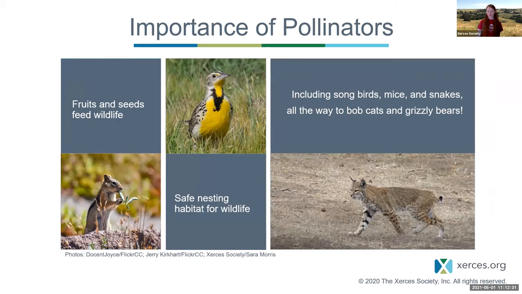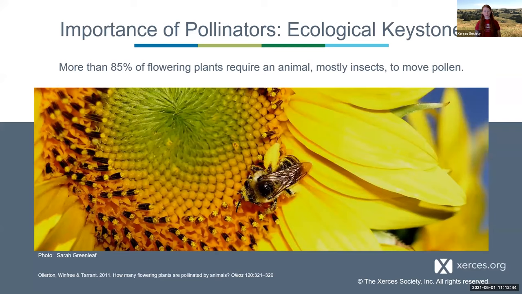And then with the above ground side of things, nuts and berries are providing the food for lots of different wildlife and nesting areas for these species to reside. And we can consider pollinators to be an ecological keystone, right? Because they're helping maintain diverse plant communities, which is helping stabilize the wildlife populations.